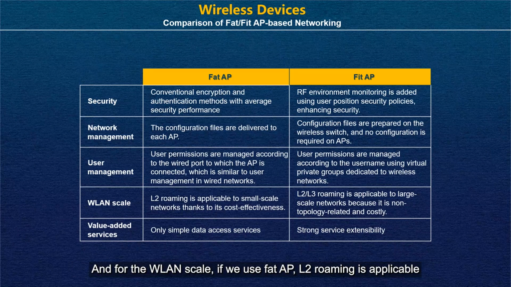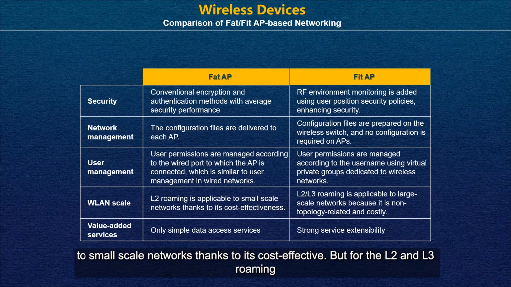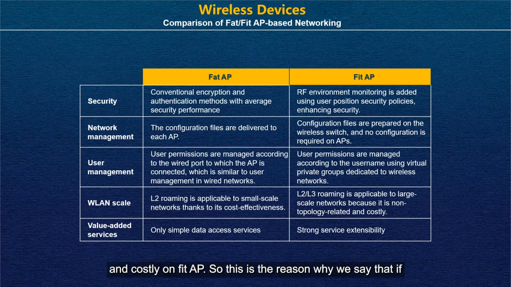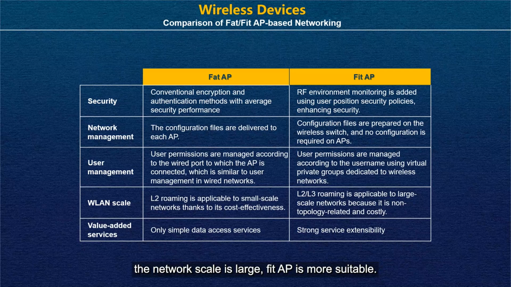And for the WLAN scale, if we use FAT AP, layer 2 roaming is applicable to small scale networks thanks to its cost effectiveness. Right? But L2 and L3 roaming is applicable to large scale networks because it's non-technology related and costly on FAT AP. So this is the reason why we say that if the network scale is large, FIT AP is more suitable.